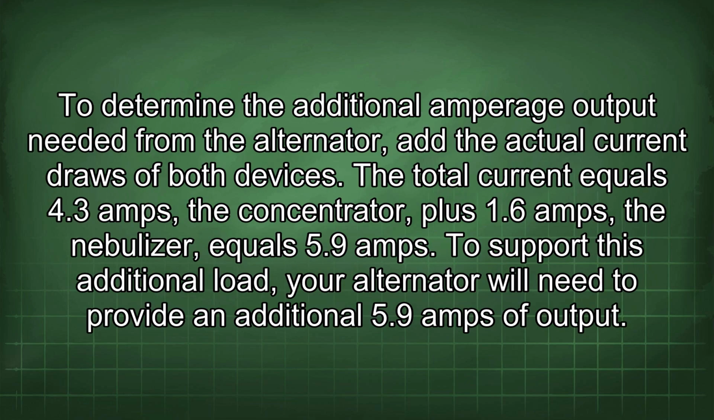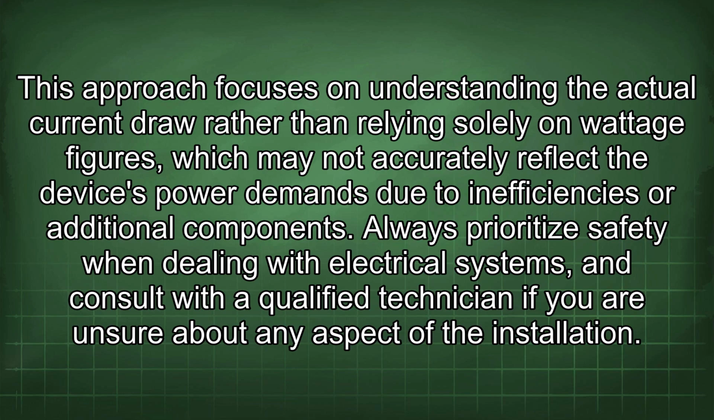To determine the additional amperage output needed from the alternator, add the actual current draws of both devices. The total current equals 4.3 amps, the concentrator, plus 1.6 amps, the nebulizer, equals 5.9 amps. To support this additional load, your alternator will need to provide an additional 5.9 amps of output. This approach focuses on understanding the actual current draw rather than relying solely on wattage figures, which may not accurately reflect the device's power demands due to inefficiencies or additional components.